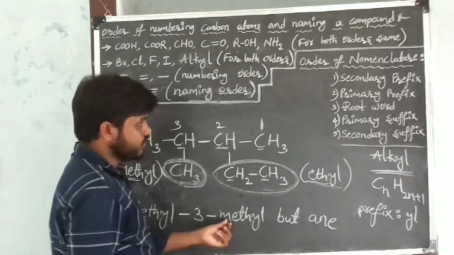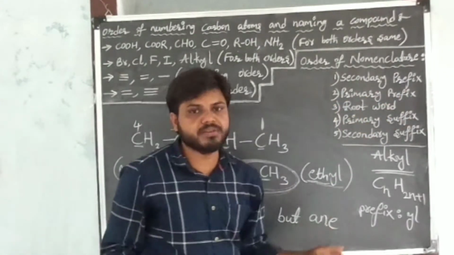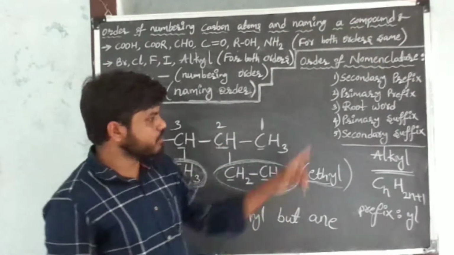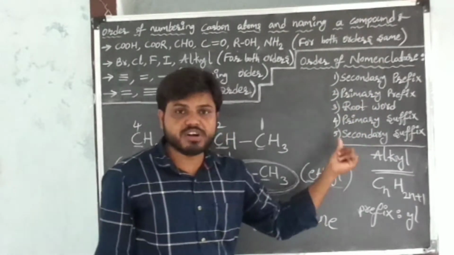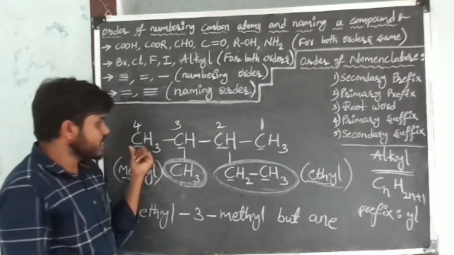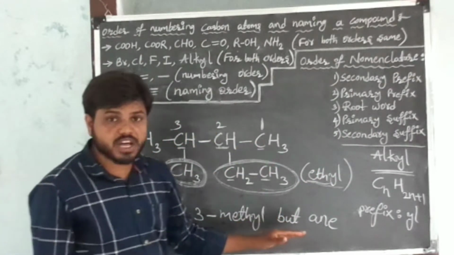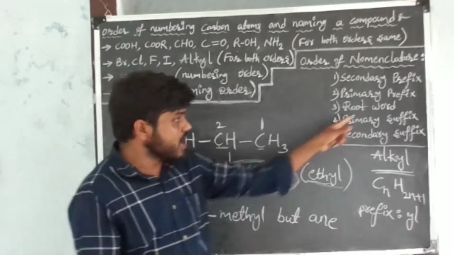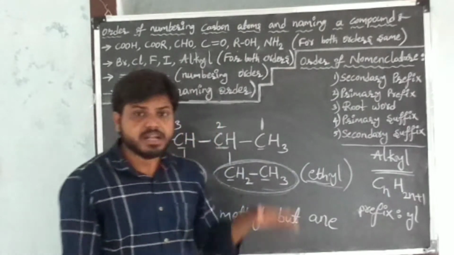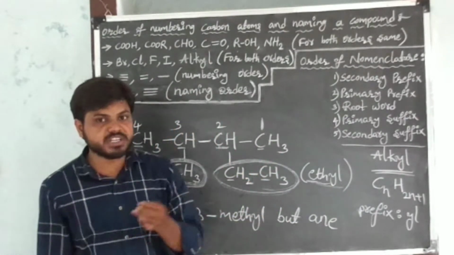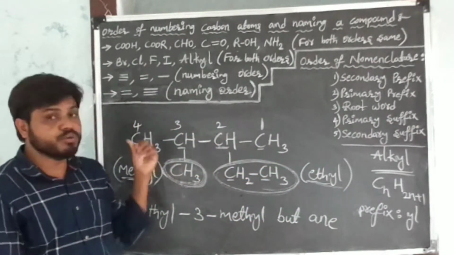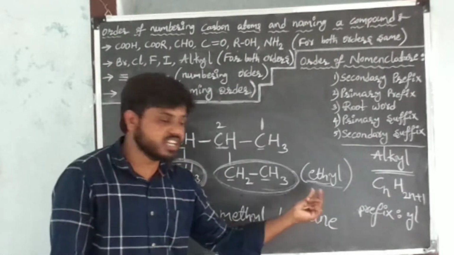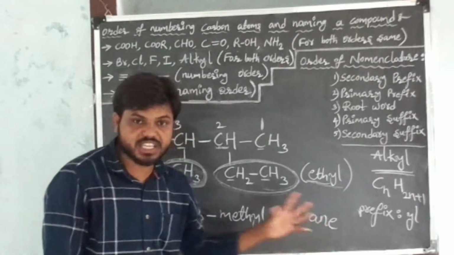After writing prefixes, go to the primary prefix. What is the primary prefix here? Cyclic. Cyclic is not present in the given carbon compound, so go to the root word. Root word means the number of carbon atoms. Here there are 4 carbon atoms. The root word for 4 carbon atoms is but. I wrote it. After writing the root word, go to the primary suffix. Primary suffixes are single bonds, double bonds, triple bonds. In the given carbon compound, between every two atoms, single bonds are present. So write the suffix of single bond, that is ane. I wrote the suffix of single bond.